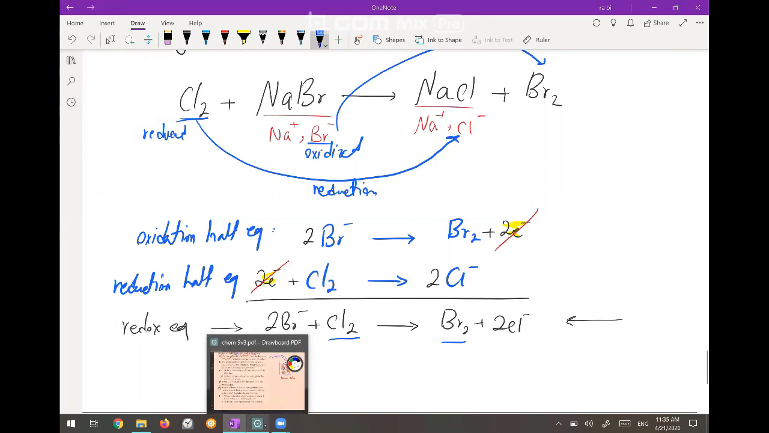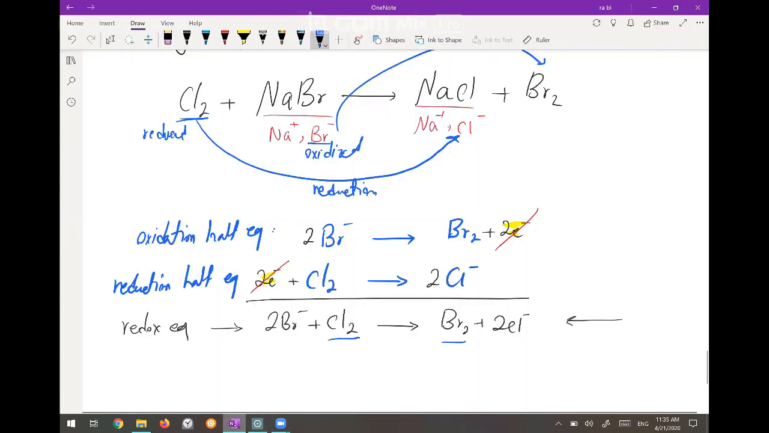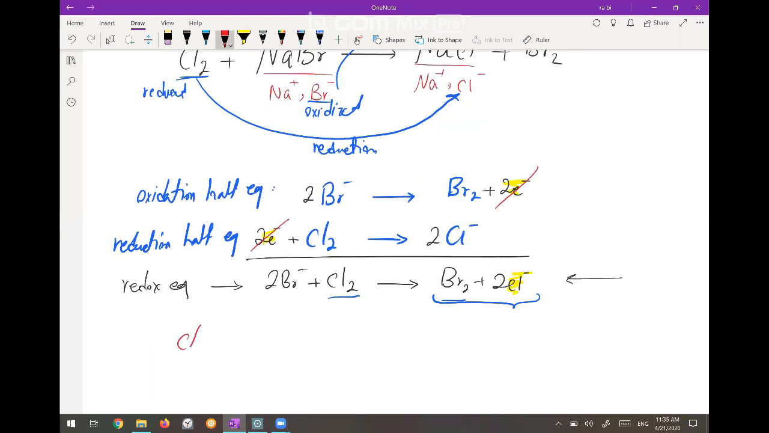Look at what it says in the question. It says the reactive elements have a strong tendency to exist as ions. So the element which is more reactive converts to the ion. So here, what finally converts to the ion on the product side? Cl minus becomes an ion. So this shows that chlorine is more reactive. So Cl is more reactive than Br. Why is it more reactive? Because they can react with each other, and finally the chlorine becomes the ion.